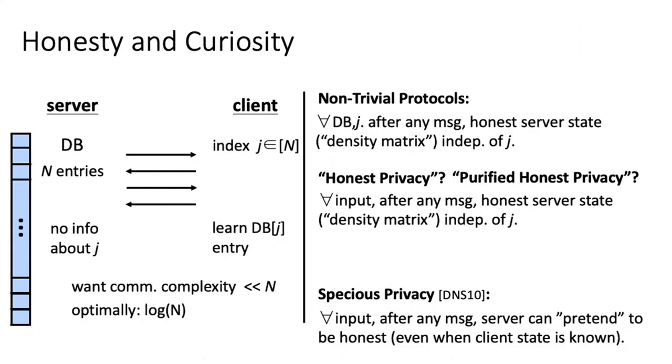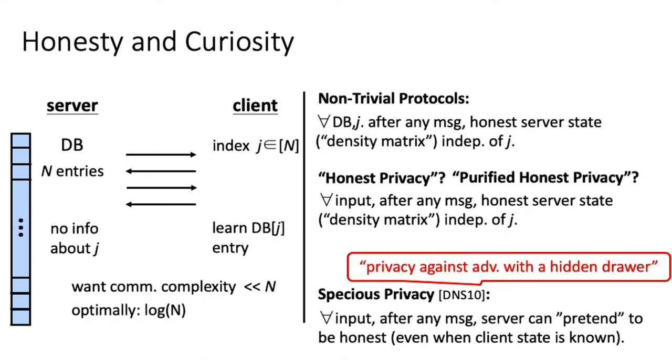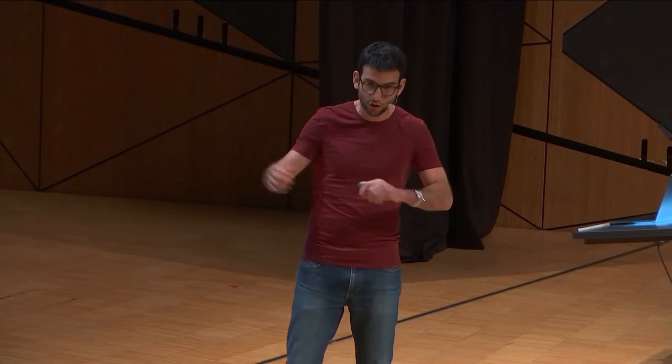However, the standard model that people normally consider for quantum protocols is called specious privacy, and this is a somewhat stronger model. This is defined for general protocols, but I'm going to talk about PIR. The server is allowed to have a secret drawer where he can hide information. And we're going to require that at any point in time, we can call up the server and say we're coming to do an inspection. And then the server can tidy up the lab and put whatever he wants in the drawer.